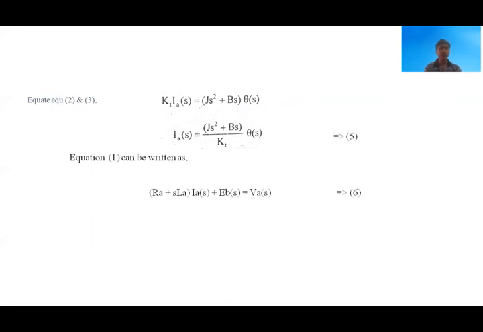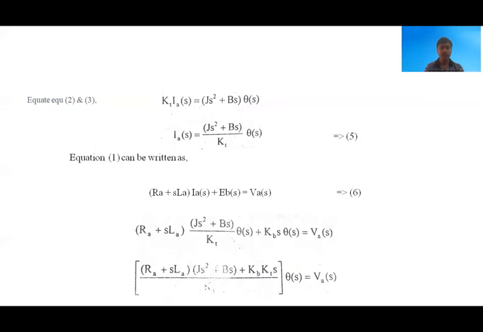Now equation 1 can be written as Ra plus s La of Ia of s plus Eb of s is equal to Va of s. Here from the equation 1 we have taken common Ia of s. So it is obtained like equation 6.